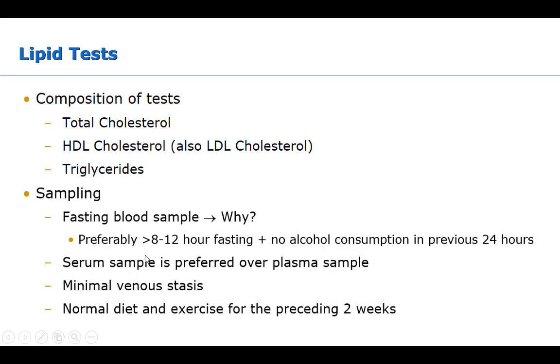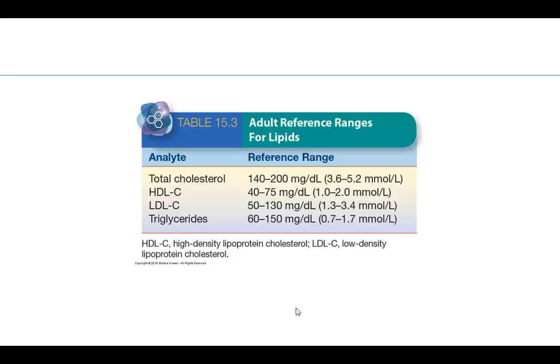Serum sample is preferred. Minimum venous stasis. So when you're taking the sample, applying the tourniquet, you should not apply it for a long time. So minimum venous stasis. Normal diet and exercise for the preceding 2 weeks. This is the ideal. If it's not possible, then of course you can't do it. But if you can, this is the ideal situation where you would like to take the sample from the patient.